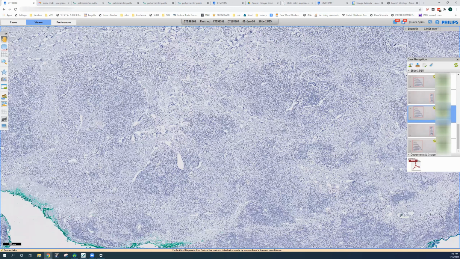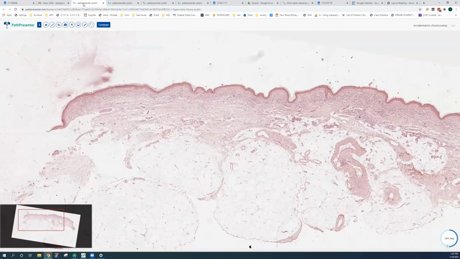Okay, let's go to our next case, our last path presenter case. This is acrodermatitis chronica atrophicans. It's an uncommon late stage Borrelia infection, happens months to years after the initial infection, often accompanied by neurologic symptoms, rheumatologic symptoms, and cardiovascular disease.